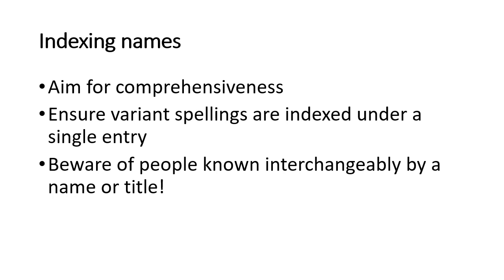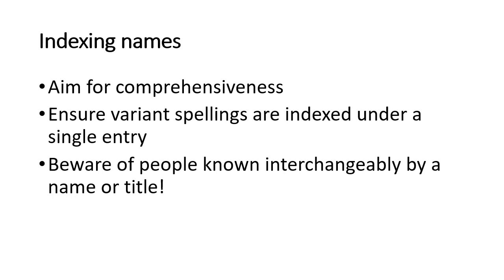Bishops would be a classic example, so you might have a reference to the Bishop of Carlisle, or you might have a reference to the name of the person who was Bishop of Carlisle, but you need to ensure that both are indexed under that person's name with the identifying title. Noble titles are another example that can trip the indexer up. So somebody could be known as the Earl of Derwentwater, or could be known as James Radcliffe. Equally, those things could be interchangeable and need to be indexed under a single person.